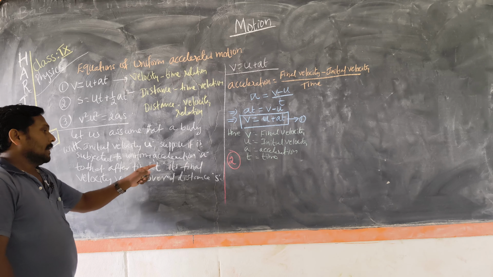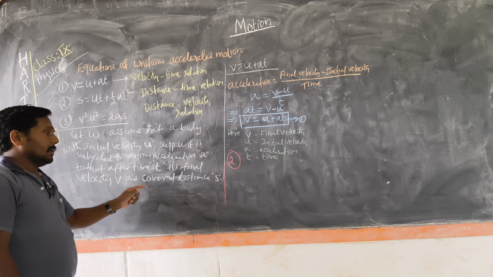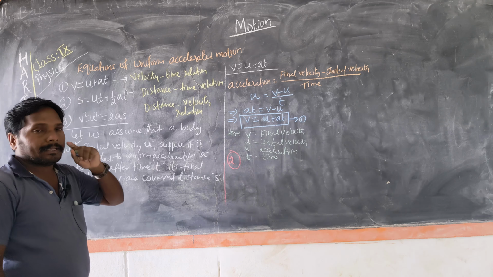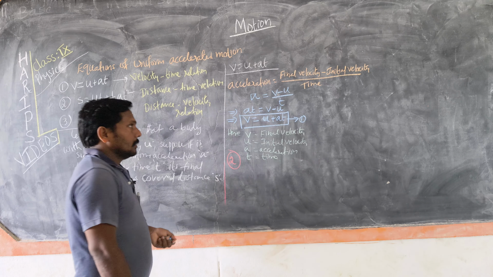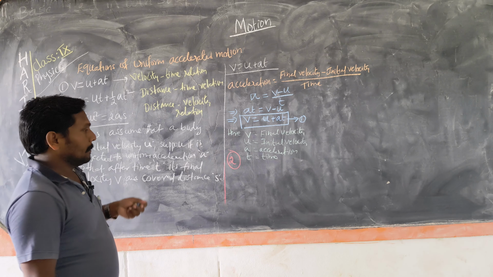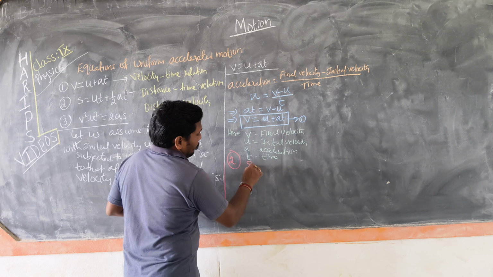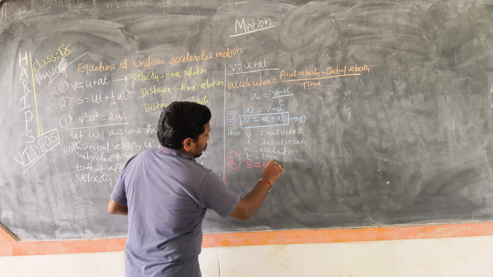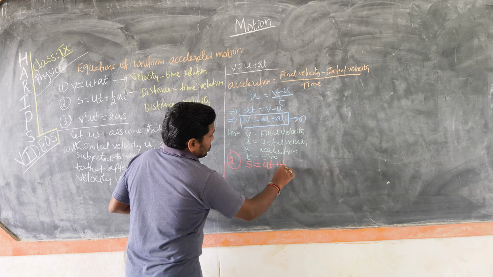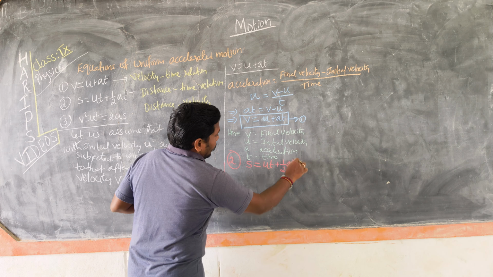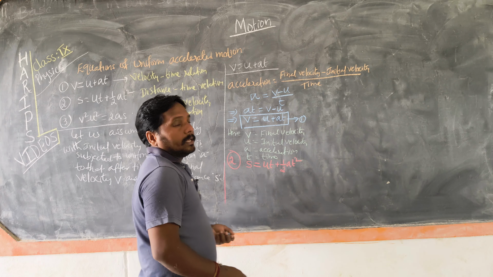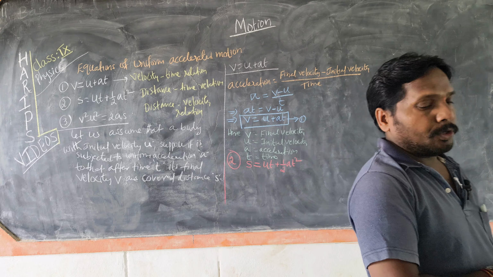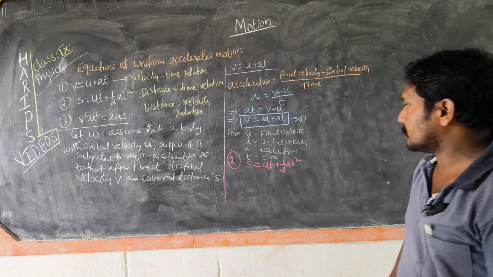After time t, its final velocity v and covered distance s. Same thing. So for all the same, we can write the second one: s is equal to ut plus half at square. Deriving s is equal to ut plus half at square.